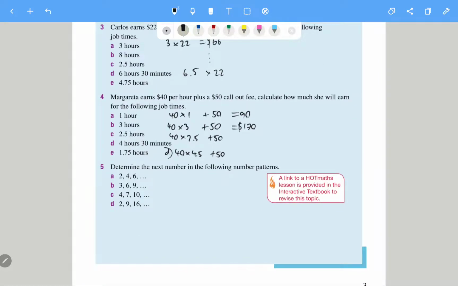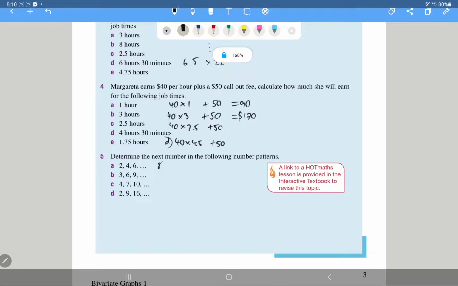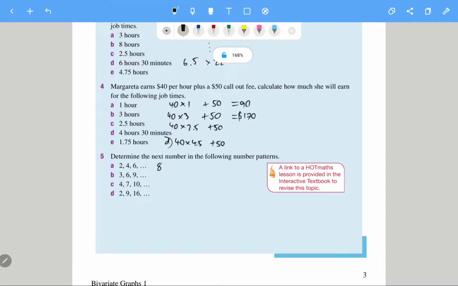Alrighty. Now this one's to do with some number patterns. 2, 4, 6, 8. So even numbers, it's going up by plus 2. 3, 6, 9, 12, it's going up by plus 3. 4, 7, 10. Now this isn't a pattern that we recognize, but we can see that to get from 4 to 7, we could add 3. And to get from 7 to 10, we also add 3. So the pattern must be add 3 to 10.